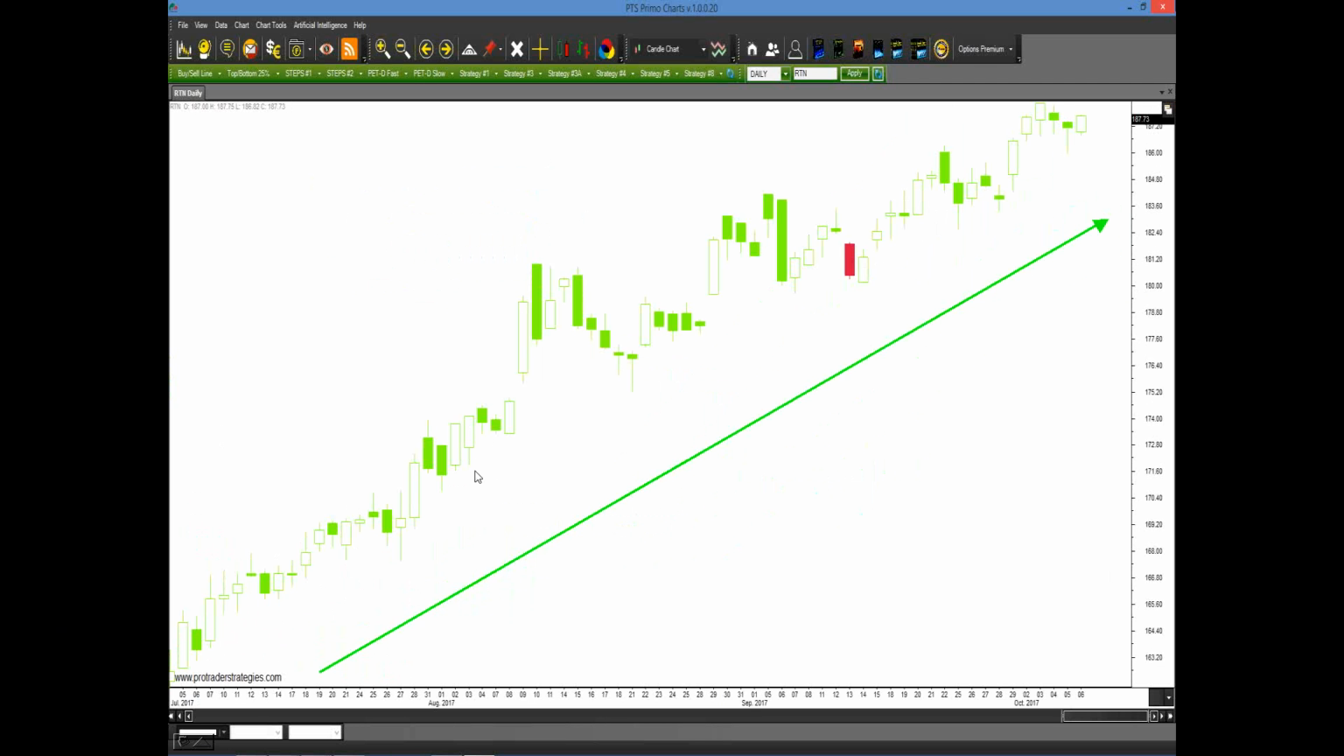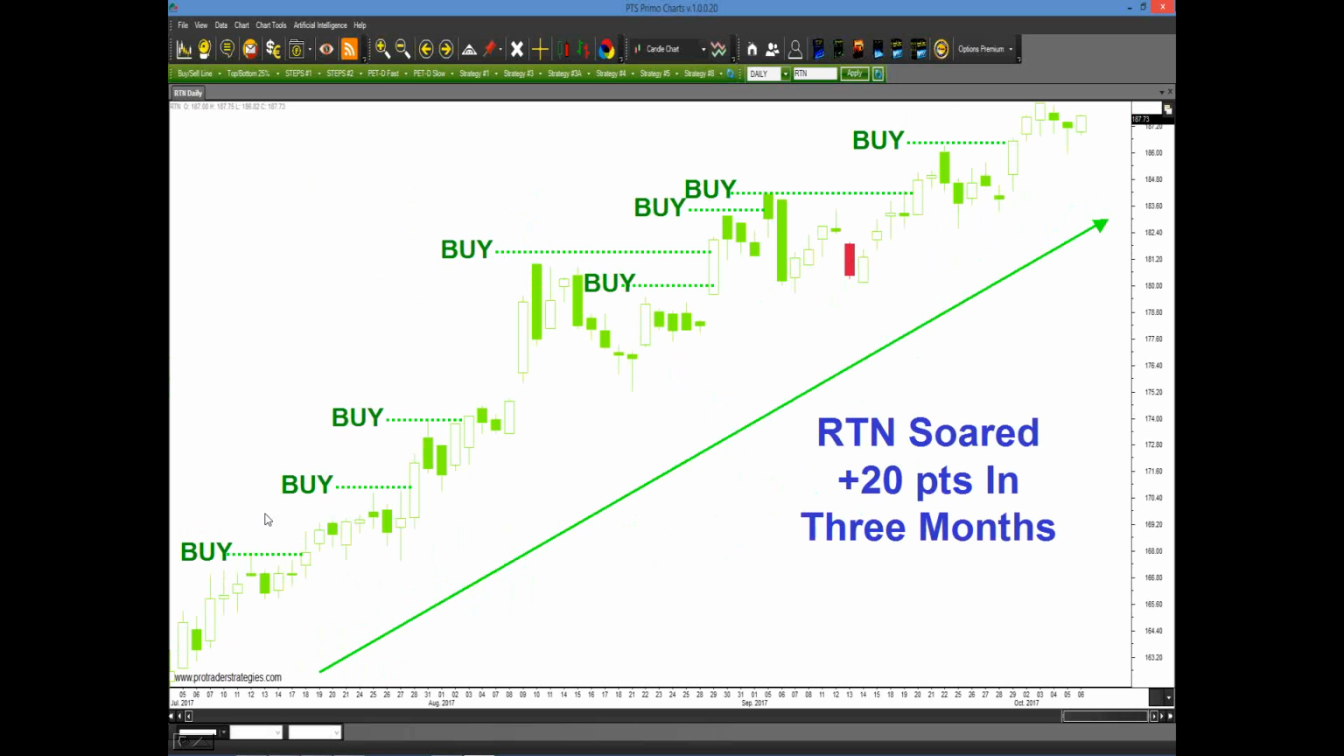Well, it's easy. You apply the PET-D and then you use our 3-bar pattern we talked about and look at all the buy setups you had. Okay, even though we had one red bar, that's okay. As long as we created another setup, we can get back in again. This stock has gone up 20 points in the last 3 months.